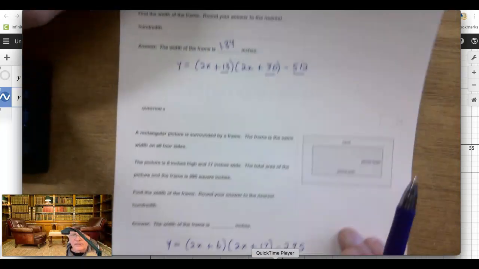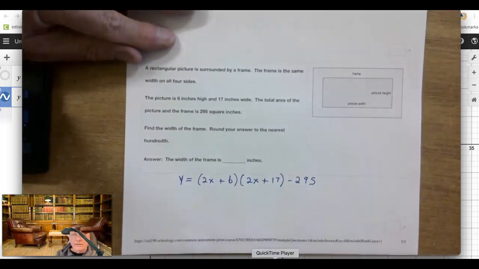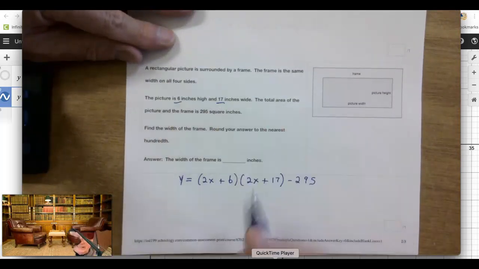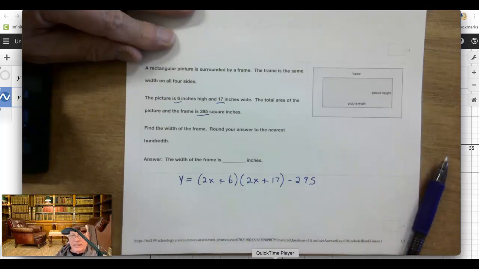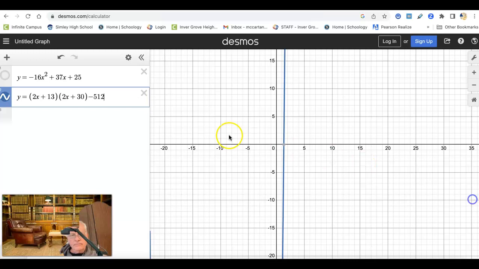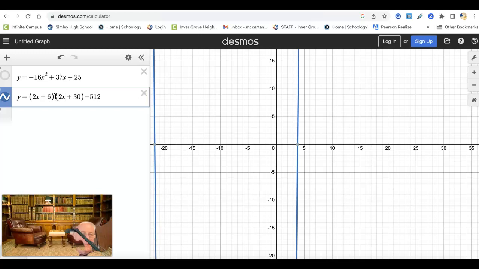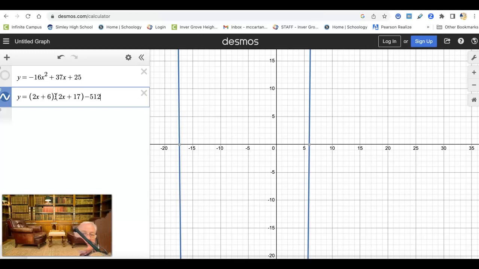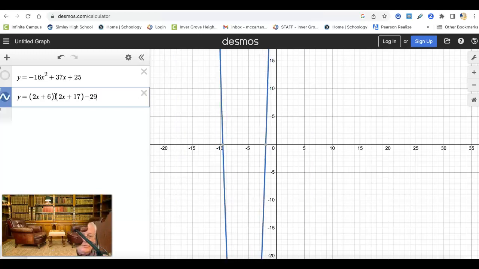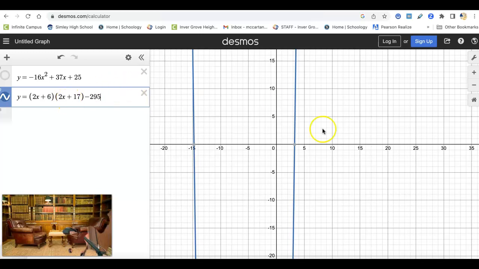All right, keep going. Look at the setup again. The setup is the key. You get 2 numbers, 6 and 17. Put them there and there. Picture with the frame, the total area is right there. So subtract that out. Again, this is the total area minus the total area. All right, put it in Desmos. That's 6. That one's 17. 295, like that. All right, click right there.